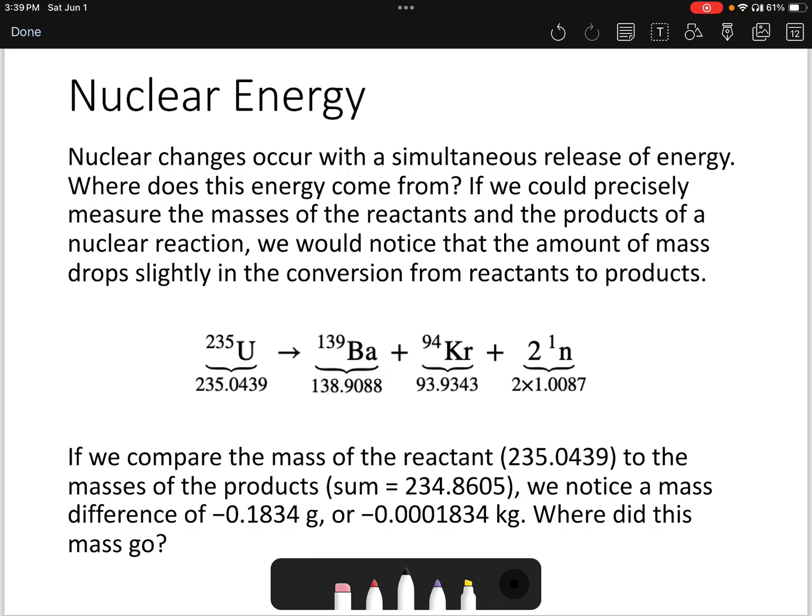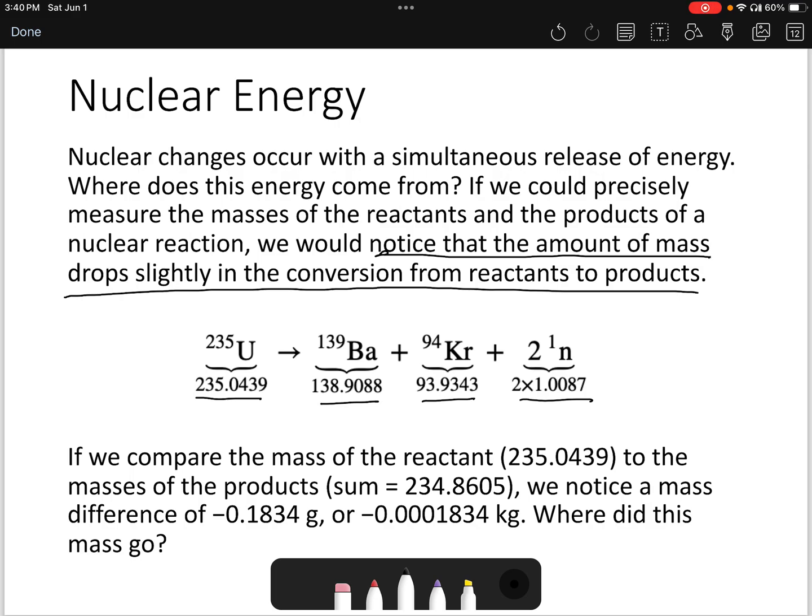So where does the energy come from in our radioactive decay? If we could precisely measure the masses of the reactants and products in a nuclear reaction, we would actually notice that the amount of mass drops slightly when we go from reactants to products. So in this reaction, for example, we typically round the mass of our isotope to a whole number, but the actual masses are listed below each isotope here.